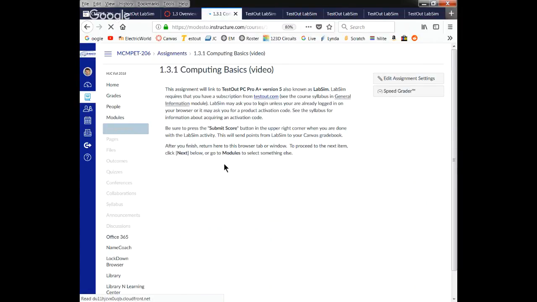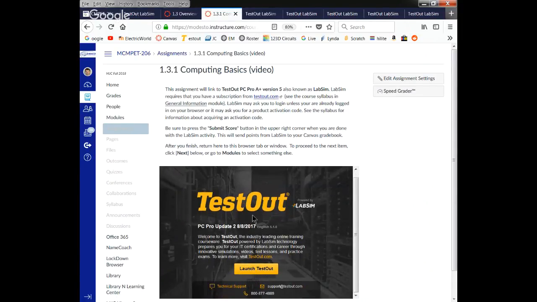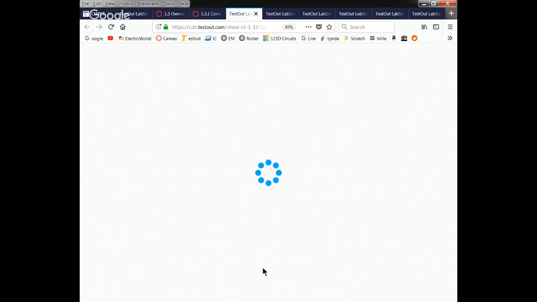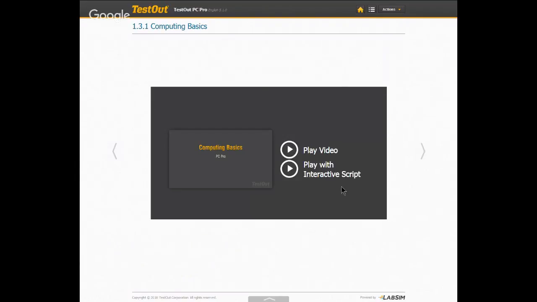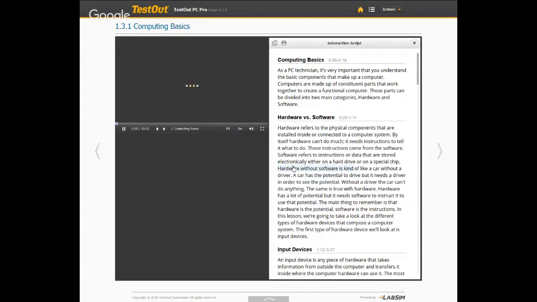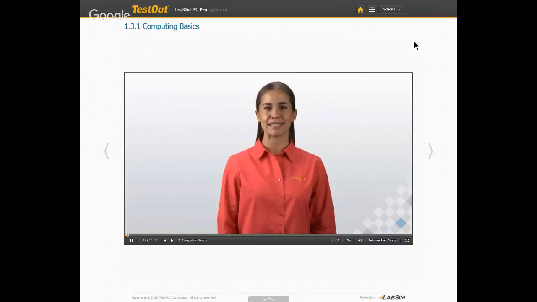Let's look at that. Now, as usual, the Canvas is going to pop up this test out box right here, and you want to click on that. That'll take you over to test out. Now we can play the video. You can also play it with a script that will print it out for you. I guess I can do that. But that makes the screen kind of small, so I'm not going to do that.